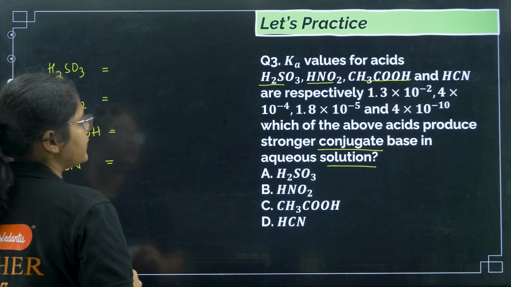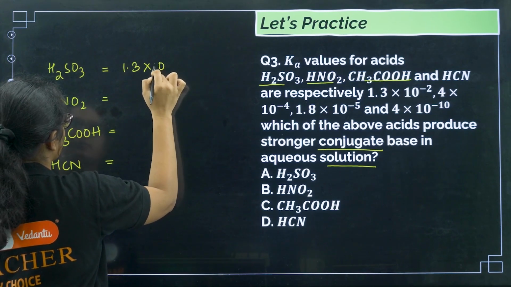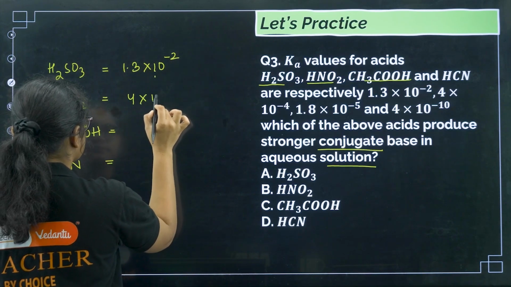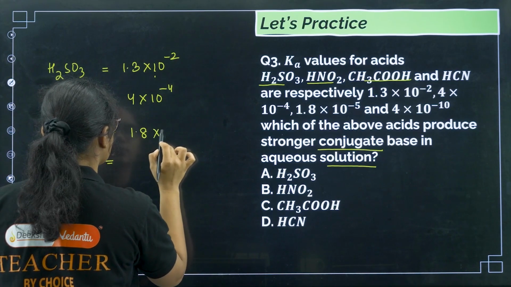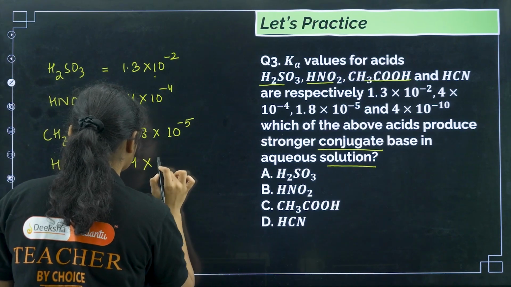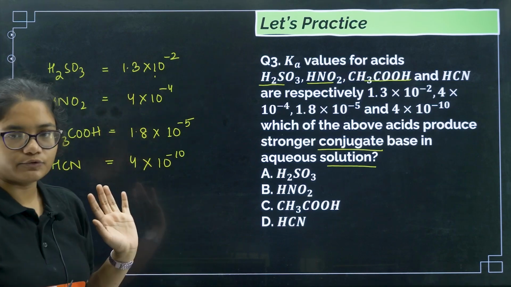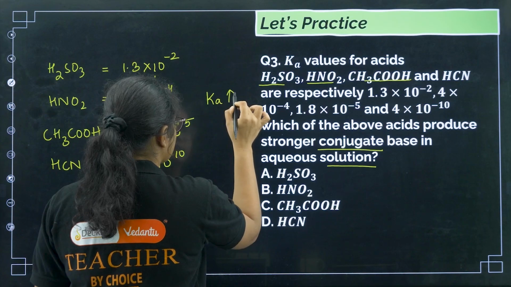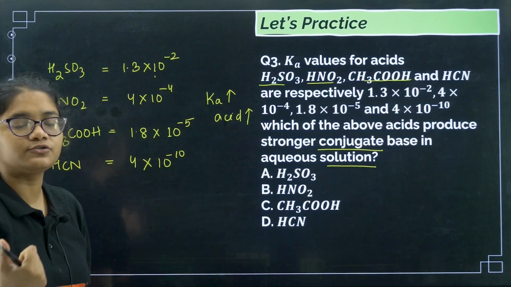Now, if you see these: 1.3 × 10^-2, then 4 × 10^-4, then 1.8 × 10^-5, and next 4 × 10^-10. So these are the Ka values, and I told you, if you remember, if the Ka value is high, then the acid is what? Strong, right? It is a very strong acid.